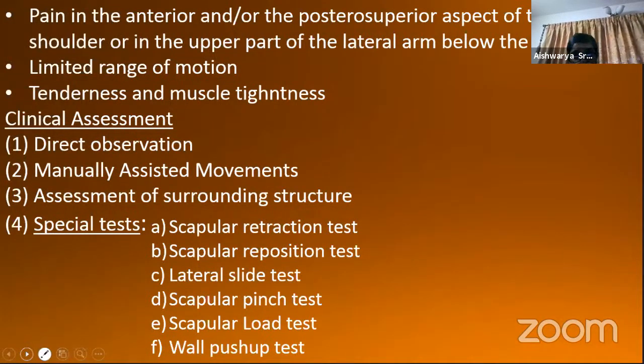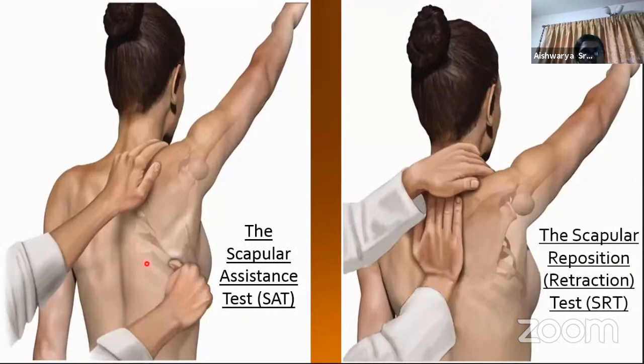Coming to the scapular assistance test, in this test, what happens is the therapist places the hand on the scapula to stabilize it, and then the patient is asked to elevate their arm. When elevating the arm, if the pain is reduced and if the range of motion is increased because of the assistance, then it is a confirmatory sign or a positive sign for scapular dyskinesis.